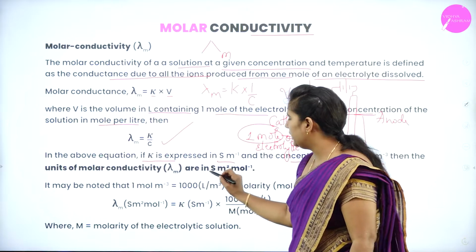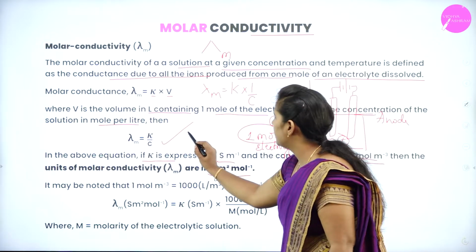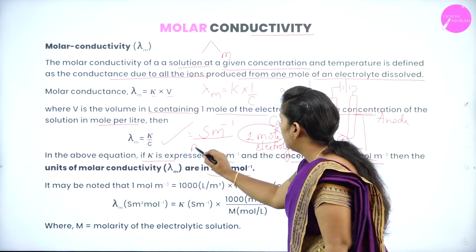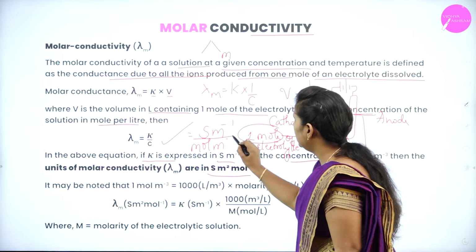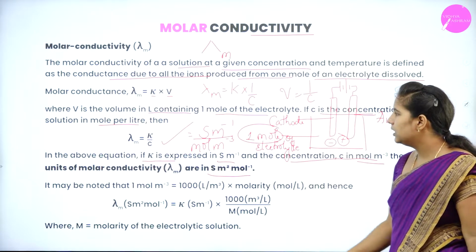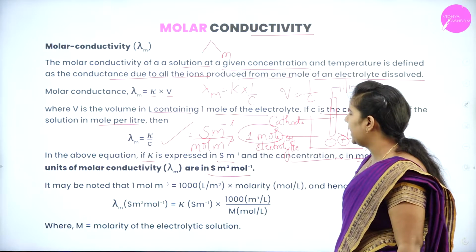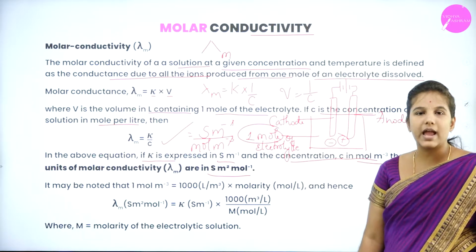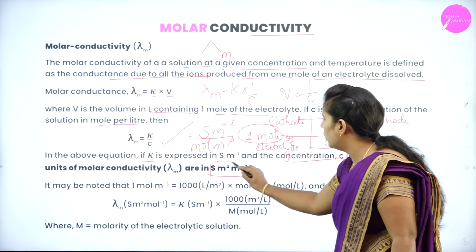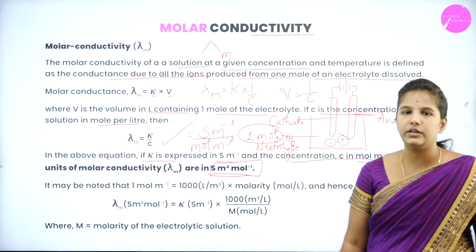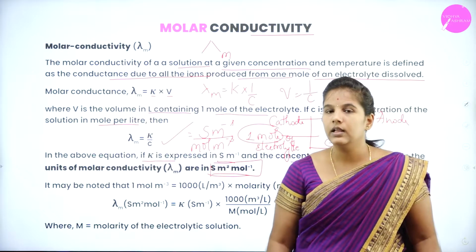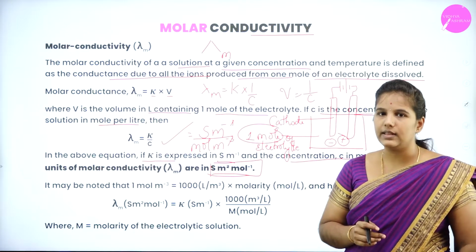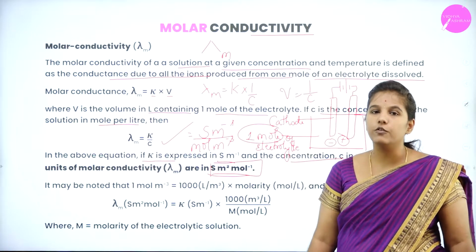It can be obtained by dividing the values, that is Siemens per meter divided by mole per meter cube. Now if you divide, the meter will get cancelled. So you will get Siemens meter square per mole. Siemens meter square per mole. This is the SI unit of molar conductivity. This is how we can easily define the molar conductivity by taking the concentration instead of volume.